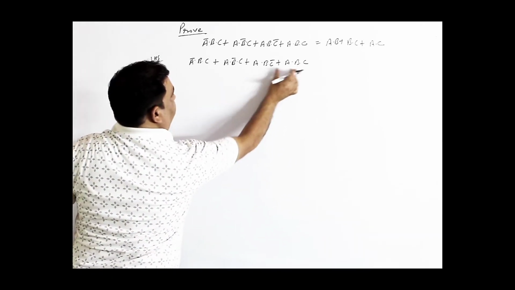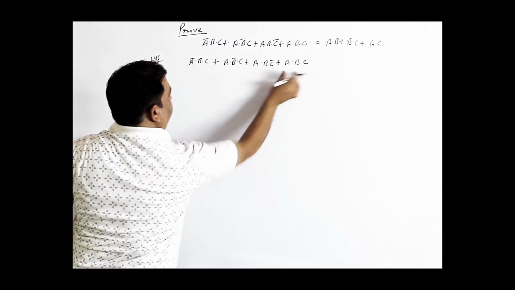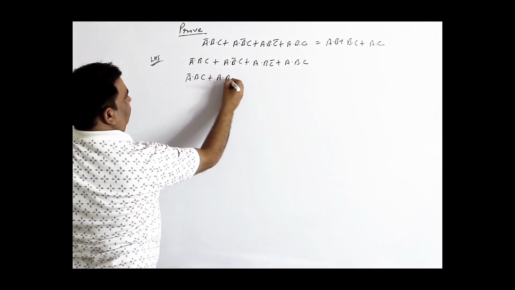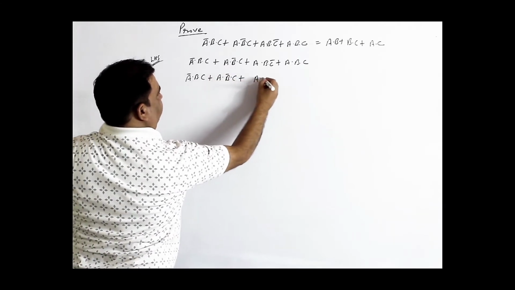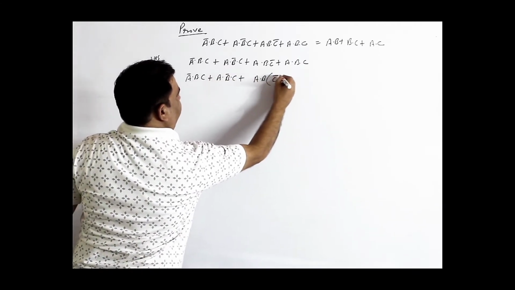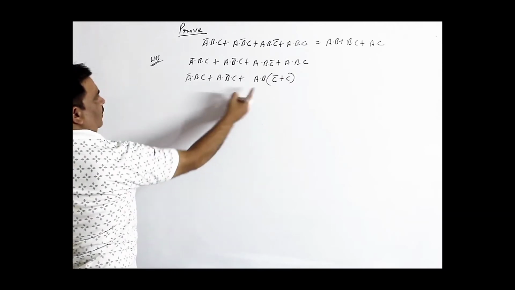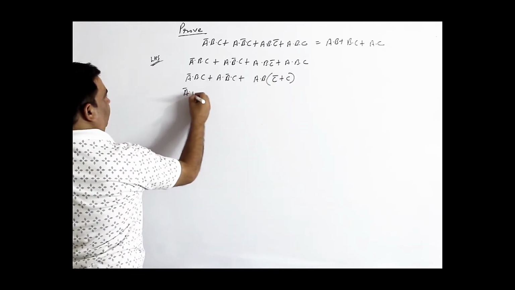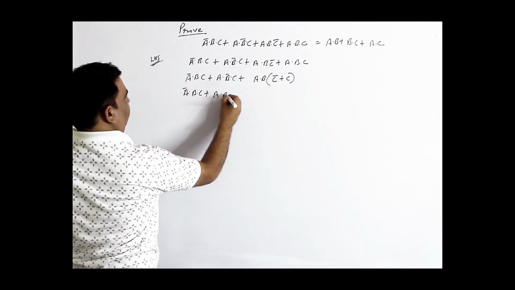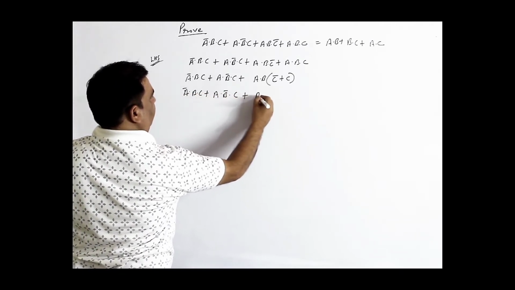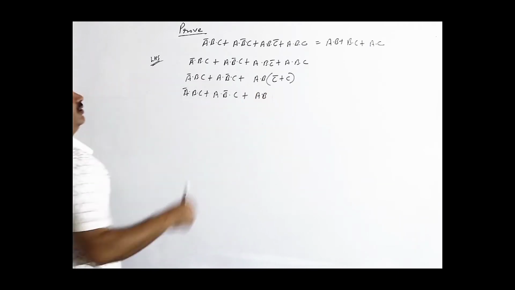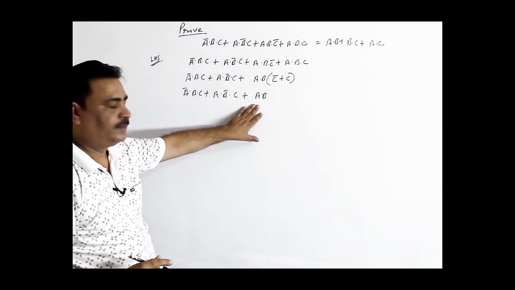So A·B·C' and A·B·C, you can take common A·B. I am writing the first two terms as they are, taking the common A·B, writing C' + C, and C + C' is 1. So A'BC + A·B'·C + A·B·1, equivalent to A·B. So it will remain A·B.